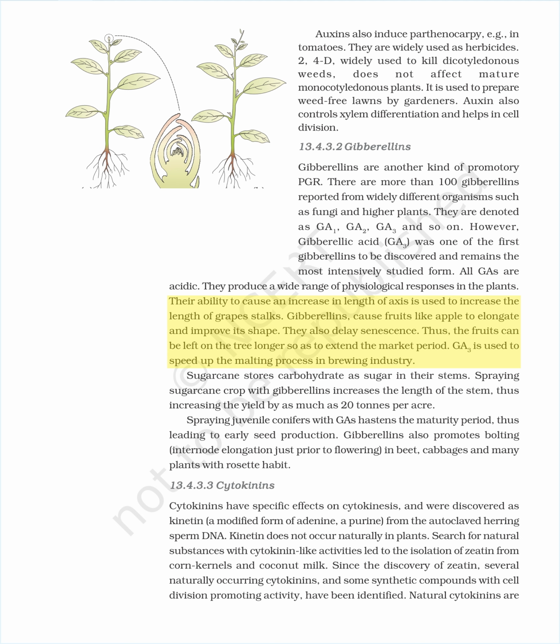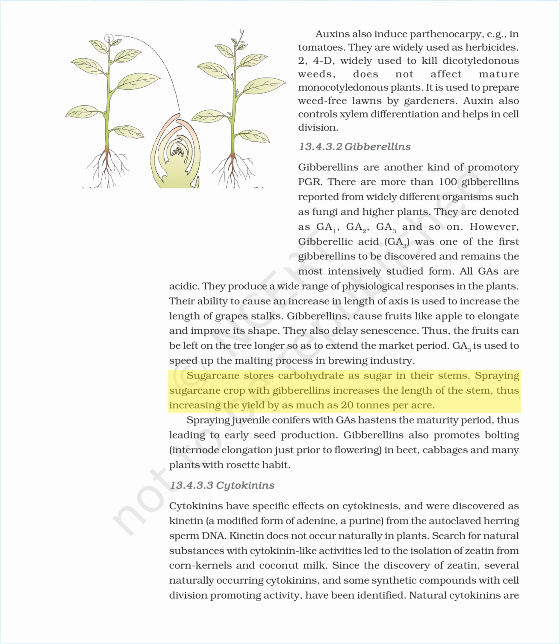Their ability to cause an increase in length of axis is used to increase the length of grape stalks. Gibberellins cause fruits like apple to elongate and improve its shape. They also delay senescence. Thus, the fruits can be left on the tree longer so as to extend the market period. GA3 is used to speed up the malting process in the brewing industry.